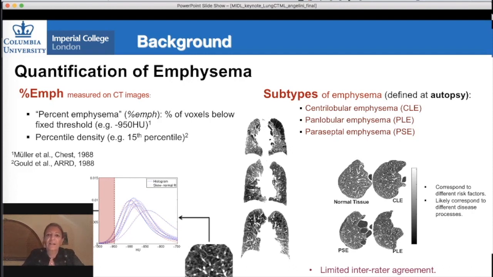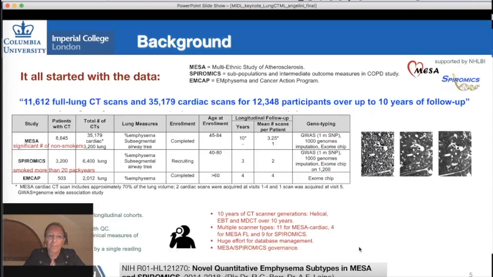In parallel, subtyping of emphysema is also an old idea and has been defined at autopsy, leading to three very standard emphysema subtypes that have been used a lot in the clinical world, and those are called the centrilobular emphysema, the panlobular emphysema, and the paraseptal emphysema. Unfortunately, when you ask a radiologist to score or to localize this type of emphysema on individual CT scans, there's very limited inter-rater agreement.